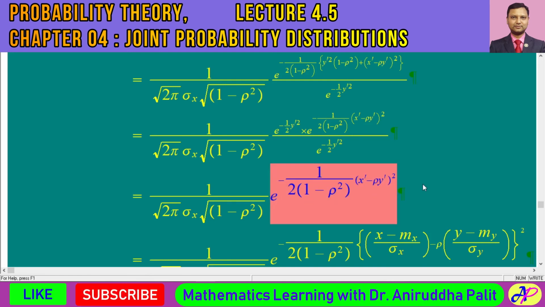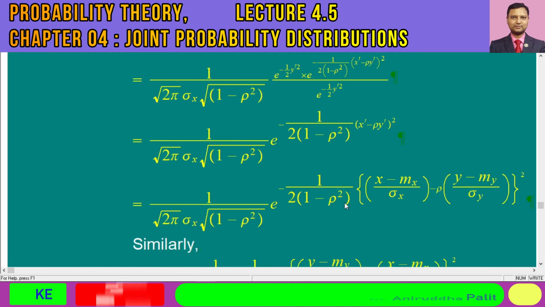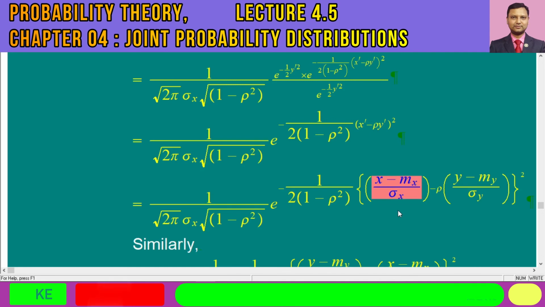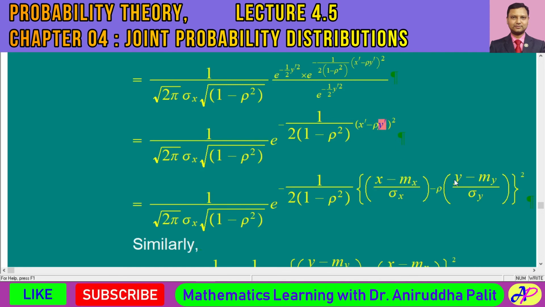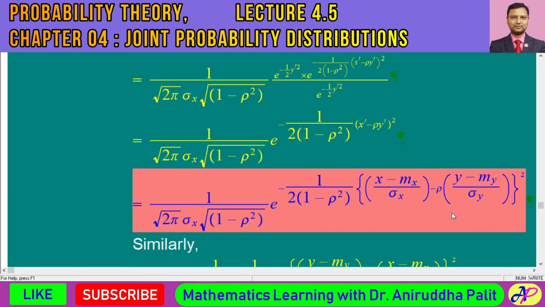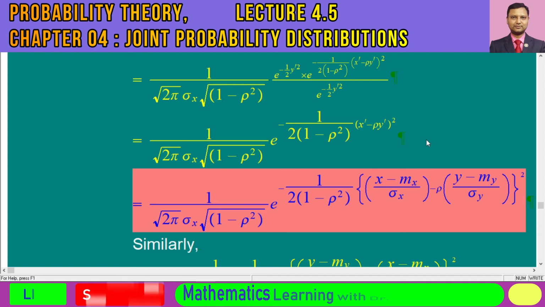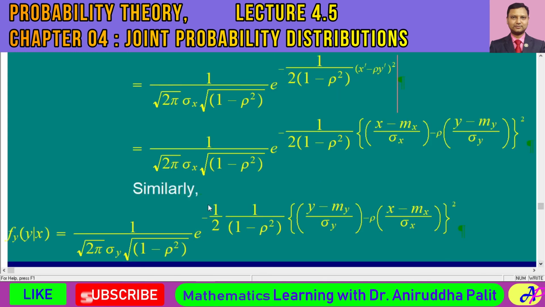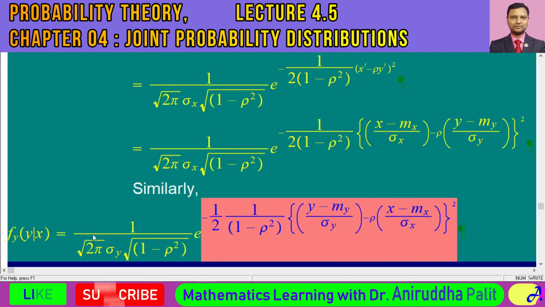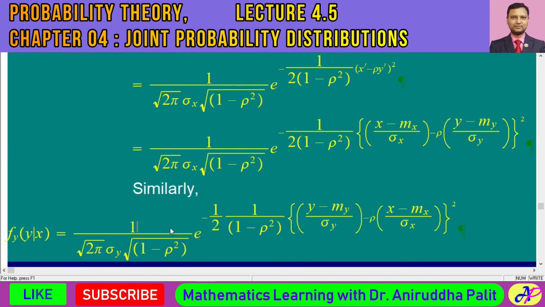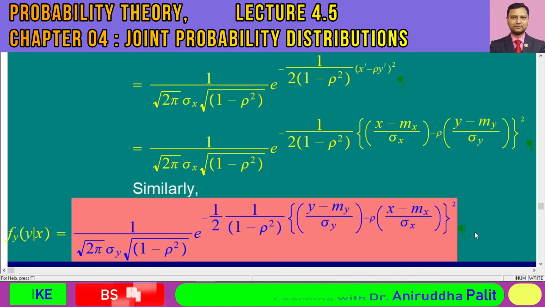This is an exponent, and this can be written elaborately, like if we write x prime is equal to x minus mx divided by sigma x, and y prime is equal to y minus my divided by sigma y, something like that. So this would be the density function of the conditional distribution of x given y is equal to small y in case of bivariate normal distribution. And similarly, we can also compute the conditional density function of y given capital X is equal to small x in this fashion. I am leaving this computation for your homework.